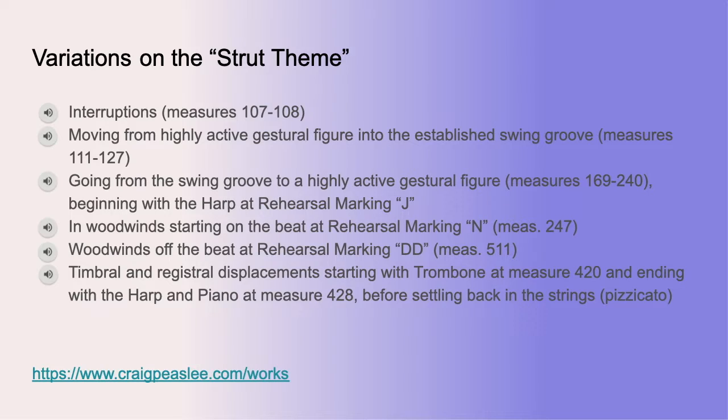Another variation was to have both timbral and registral displacements. So it would be on one instrument very low, then on a completely different instrument very high, and so on and so forth. So starting here at this section, beginning at measure 420, it starts with a trombone. Then it goes to a flute after that. And ultimately this section ends with the harp and piano at measure 428, before settling back into the strings on pizzicato.